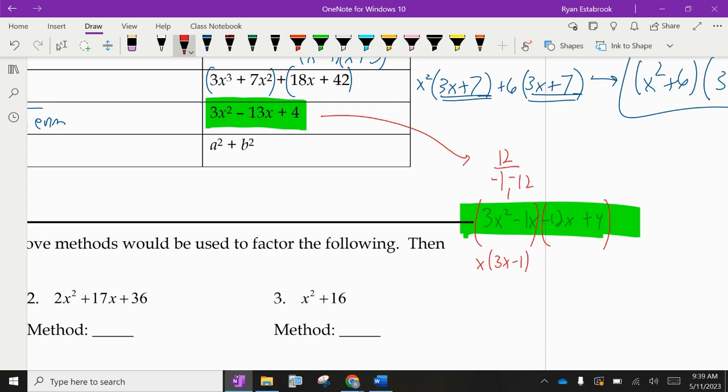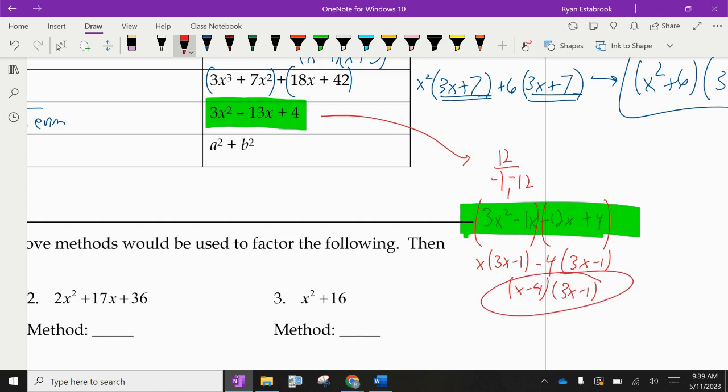First GCF is x, parentheses, 3x minus 1. Second one is a bit more difficult. What goes into both of those? 4. But we're not going to take out a 4. We're going to take out a negative 4, which makes the inside become 3x minus 1, which is identical to the other one. That has to happen. If we only took out a positive 4, then the inside wouldn't have been the same. So then, like the grouping before, we have x minus 4, those GCFs, times the matching 3x minus 1.